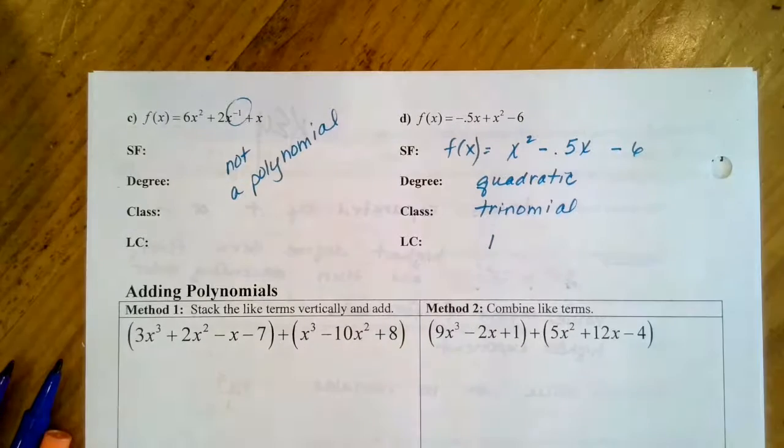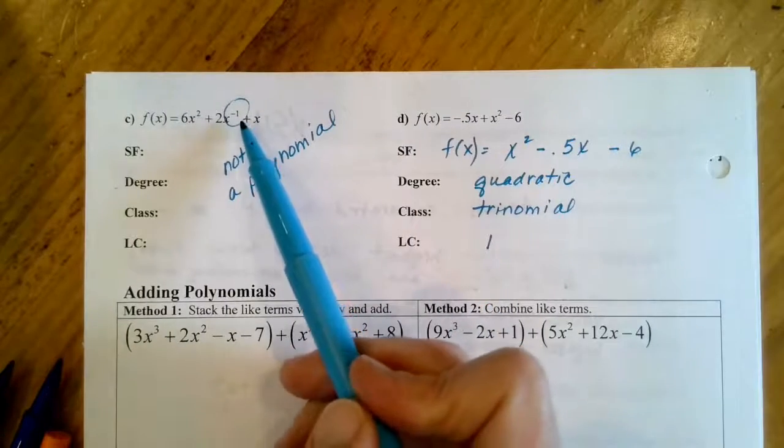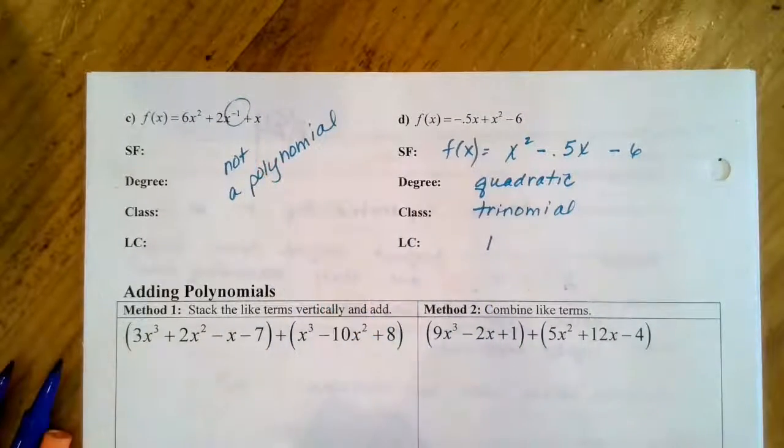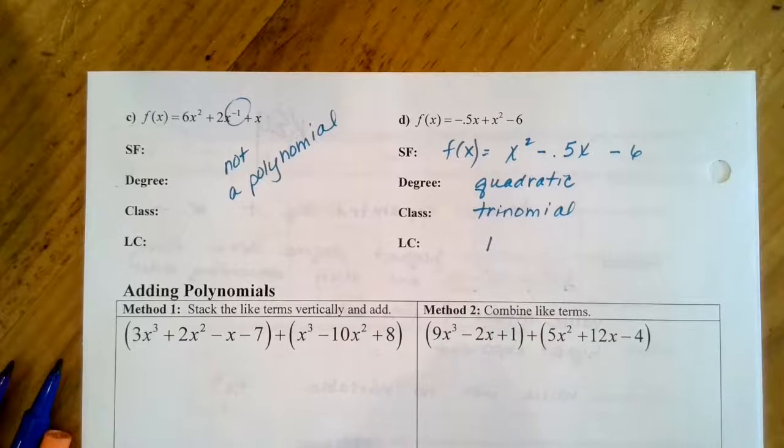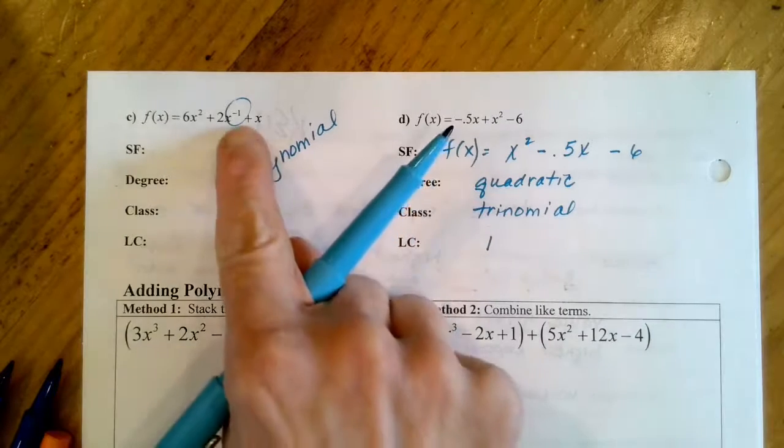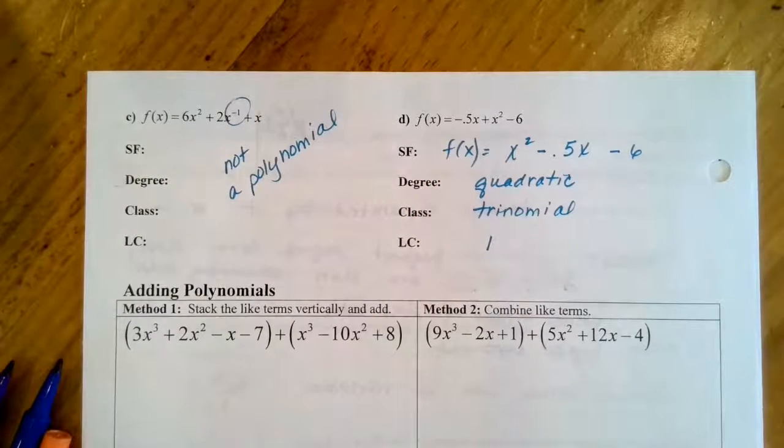All right, so we started off with a trick question here. This -1, we can't have a negative exponent. That changes our functions around, and they become a rational function instead of a polynomial. So guess what? We're not going to classify this as a polynomial.